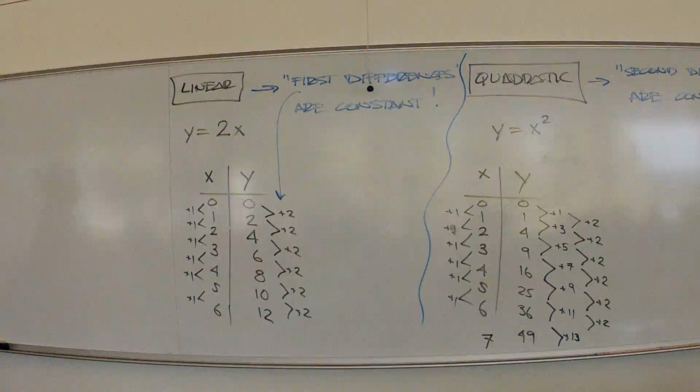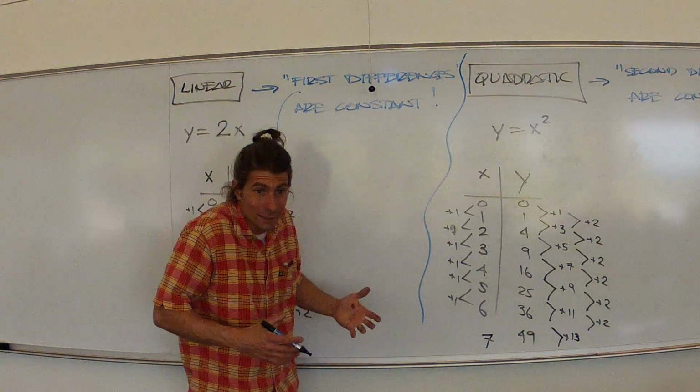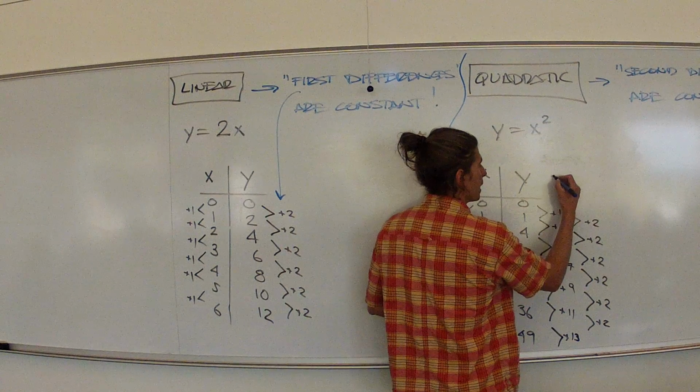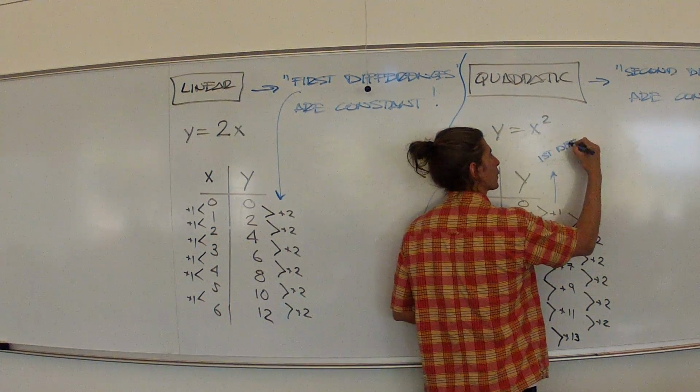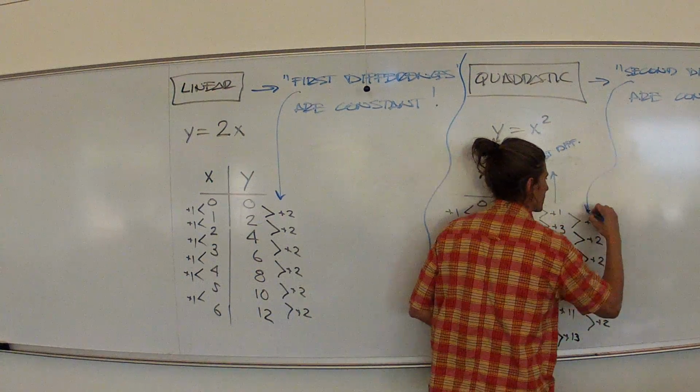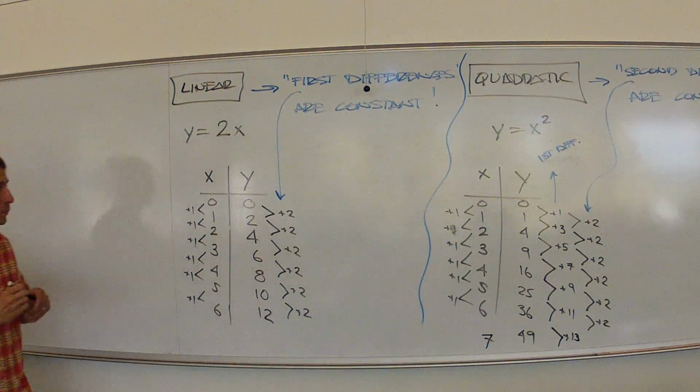Now, this is a perfect equation of y equals x squared. When you're dealing with real data, it tends to get a little bit messy, so it's going to be approximately equal. We'll deal with that as we go through the class too. But by definition, these are your first differences. The first differences don't have that constant value, no. But the second differences are constant.